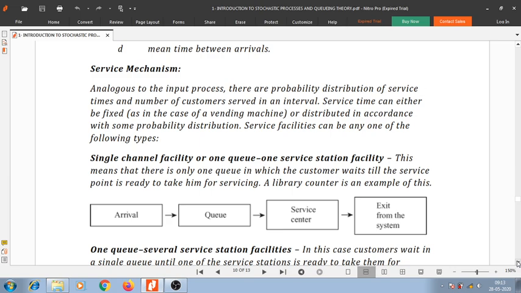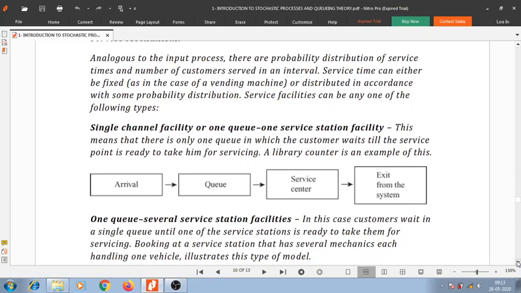Now coming to the service mechanism. Service mechanism is nothing but what type of service we adapt to the customer when he is in a waiting line, right? Now, service time distributions with single channel, multi-channel, multi-phase, and so on. What is the service time distribution? Here, single channel facility means one queue, one service station. Suppose the arrival enters the system and enters the queue, and when waiting in the queue line, we adapt the service to the customer, after which he exits from the service station.